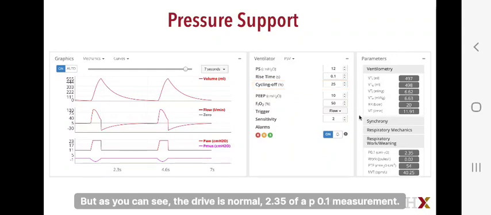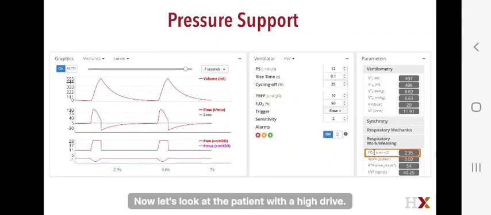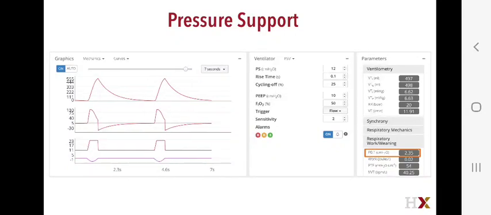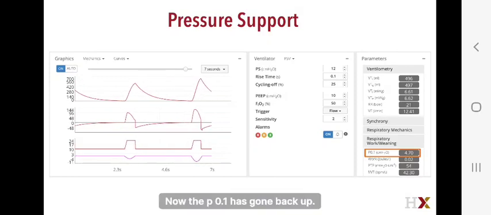But as you can see, the drive is normal, 2.35 of a P0.1 measurement. Now let's look at the patient with a high drive. Now the P0.1 has gone back up.